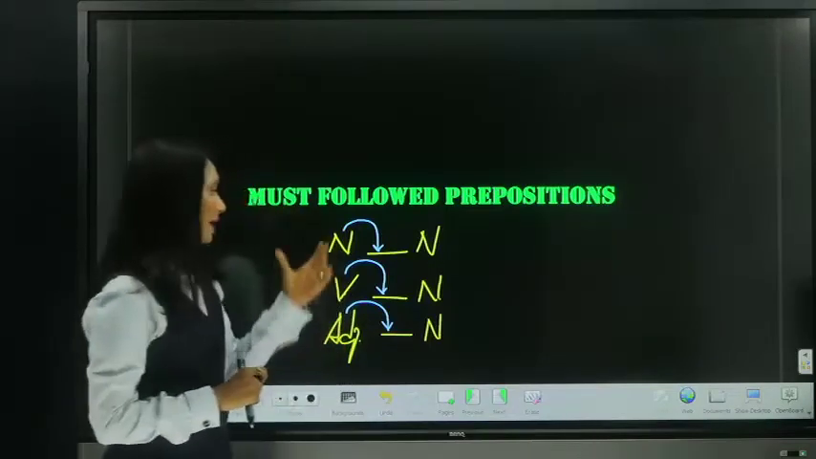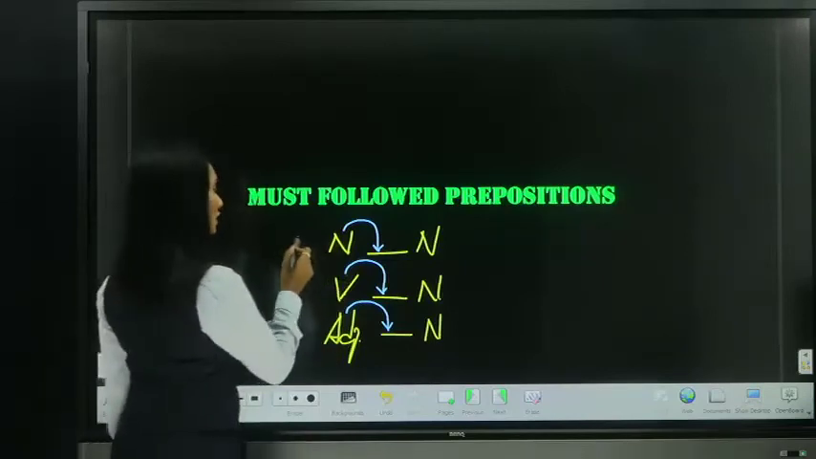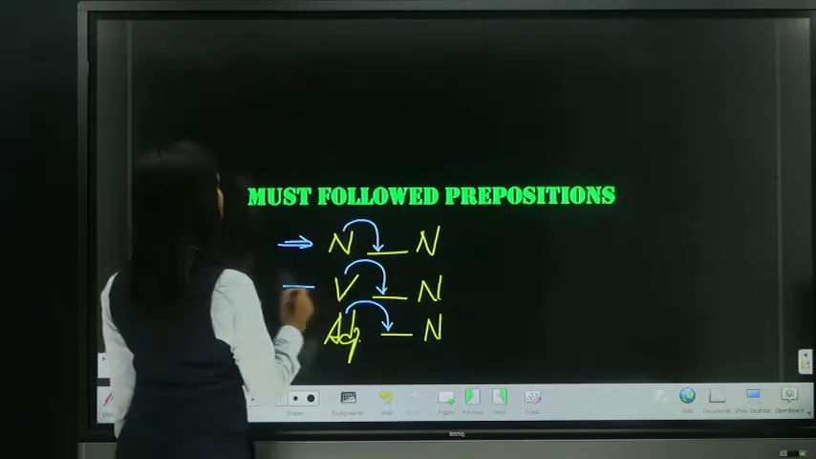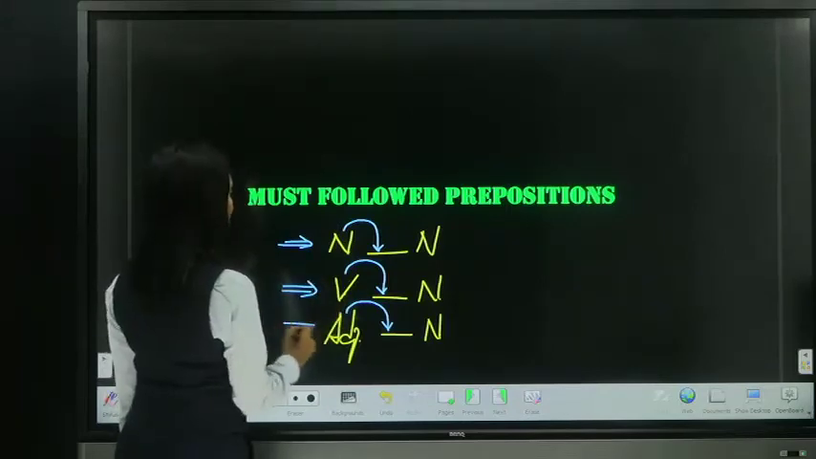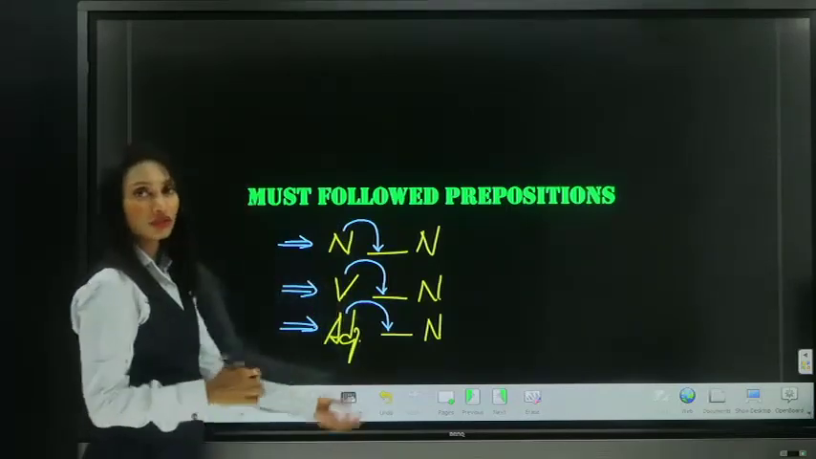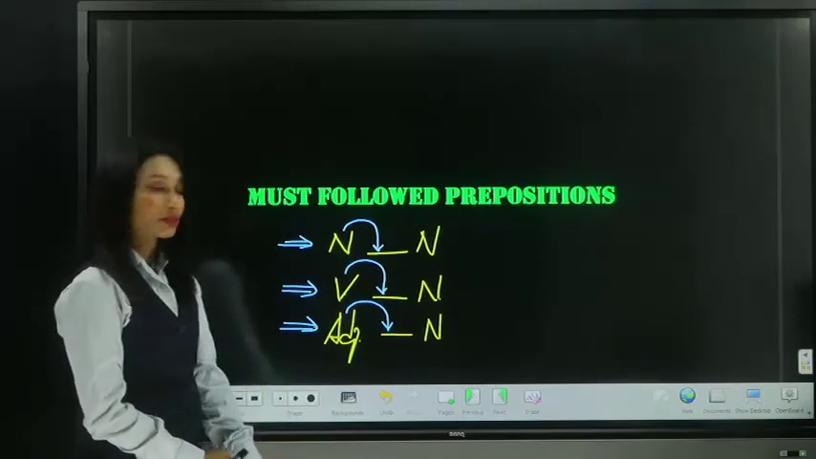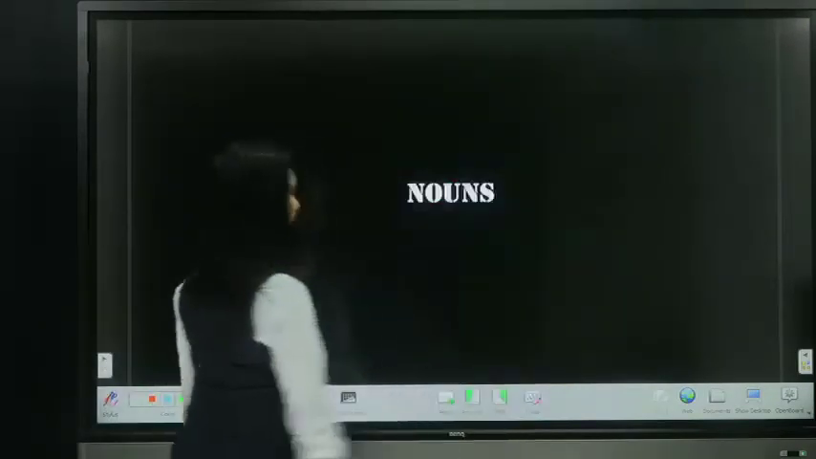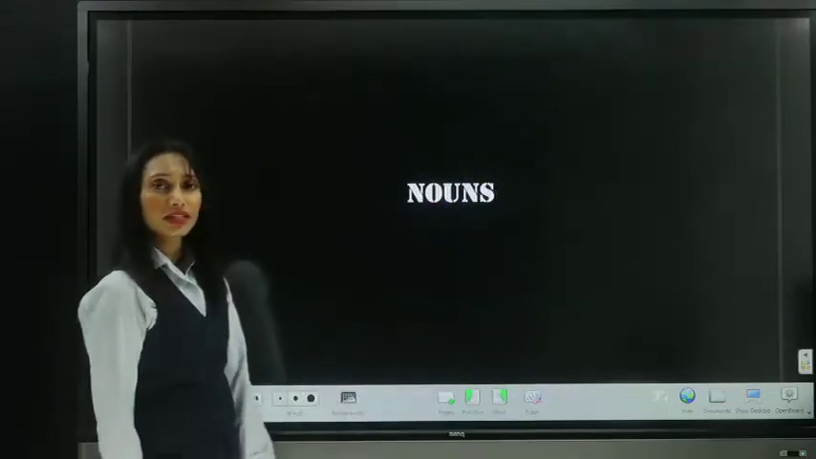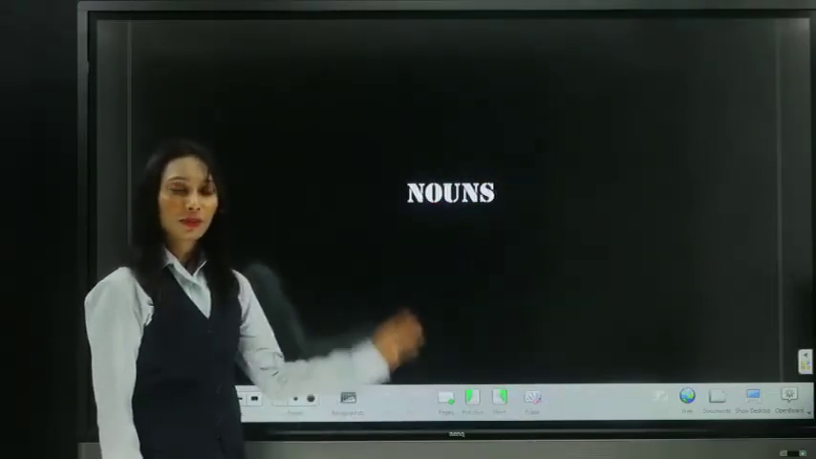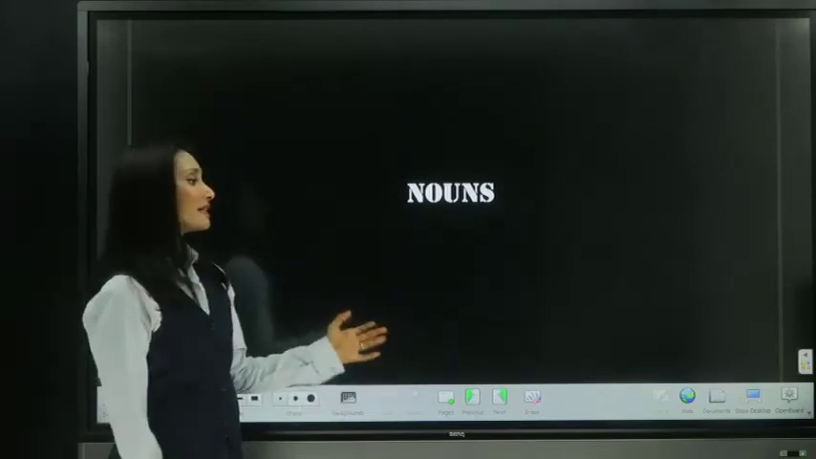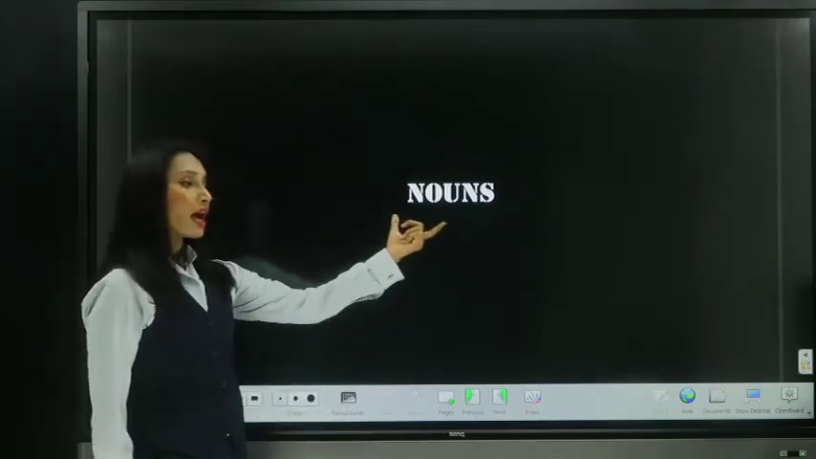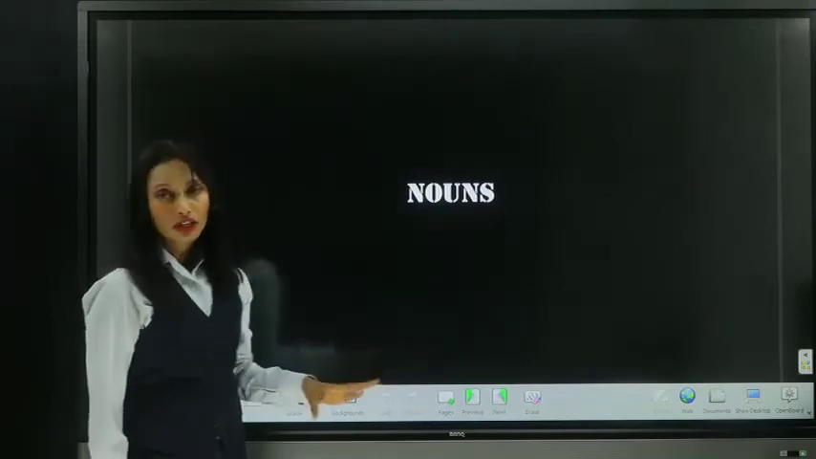So I'm going to give the list of nouns which follow particular prepositions, the list of verbs which follow particular prepositions, and in the same way the list of adjectives which are followed by particular prepositions. So let's begin with the first one, nouns. I'm giving you the list of nouns followed by particular prepositions. First, let's begin with 'with'. There are some nouns which are followed by 'with' only, always.